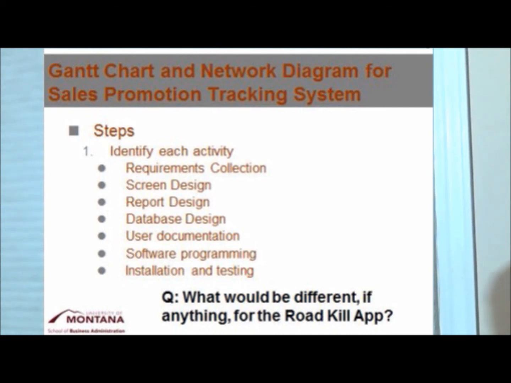And as you can see here, we have requirements collection, and then after we've done that, we can move on to screen and report design and do those both at the same time. Once we're clear with what reports and what the screens are going to look like, I think we had the database design. Once we've got the database going, we can build some user documentation, get this programmed, and then install it and test it. And I have a question down here at the bottom. What would be different if we did this for our roadkill app? Is there anything different on this list for our roadkill app?